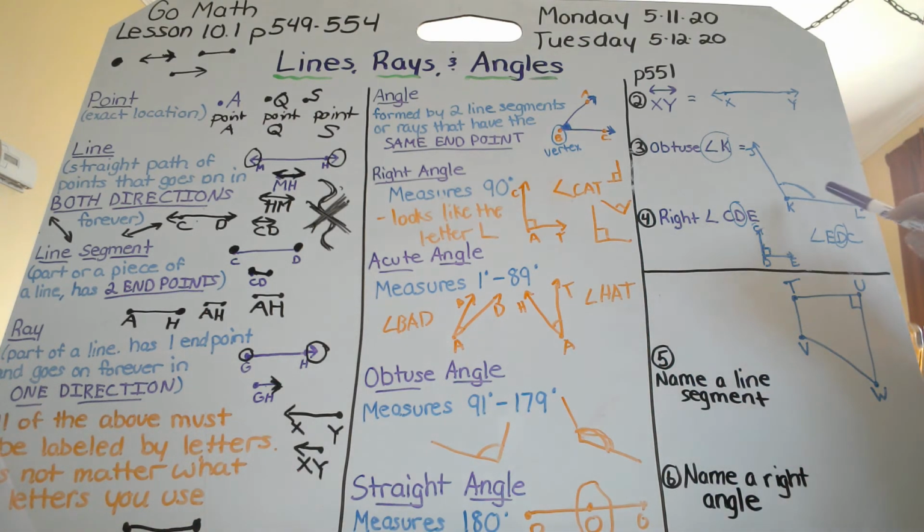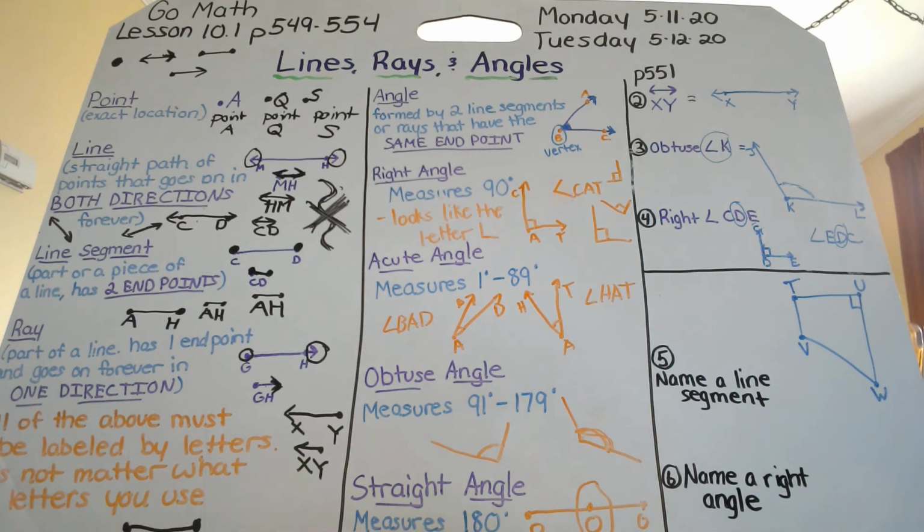Now, your obtuse angle might look a little different than mine, as long as this opening or this angle is very big. It's obtuse. It's okay. Don't make it tiny and cute. Make it big.